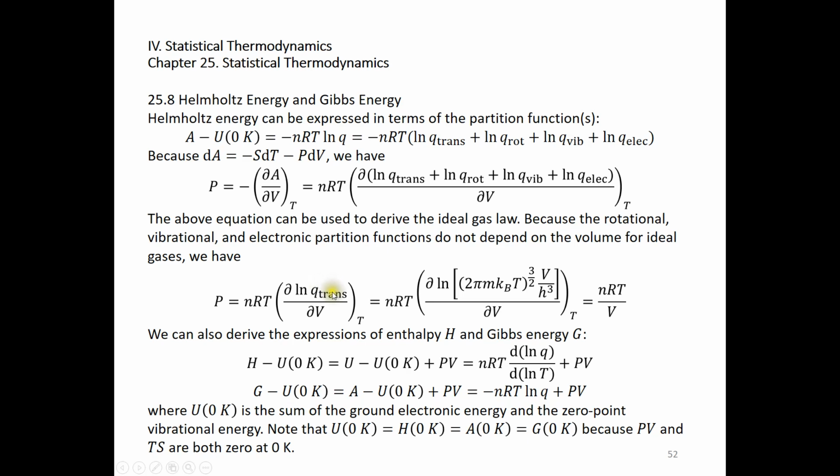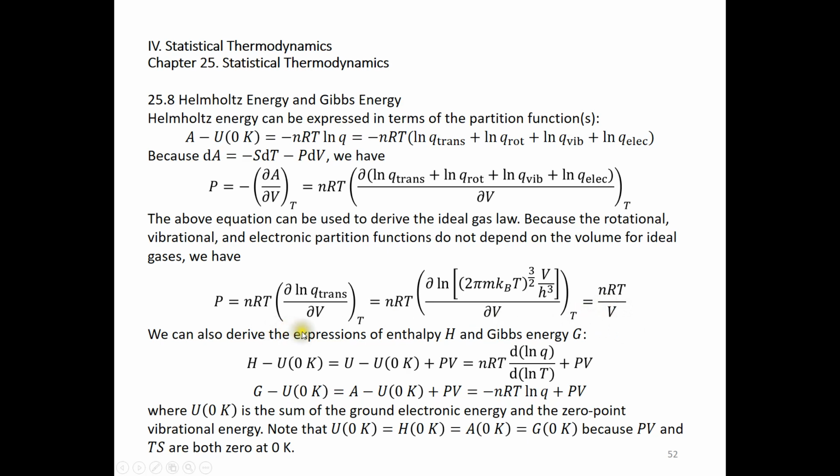And for an ideal gas, we know its translational partition function. It's 2 pi m kBT to the power of 1.5 times volume over the Planck constant cubed. And this logarithm can be separated into the logarithm of V plus the logarithm of everything else. Everything else does not depend on V, and therefore we have only the first derivative of the logarithm of V, which is 1 over V. So this whole thing is just 1 over V, and therefore P is nRT over V. PV equals nRT.